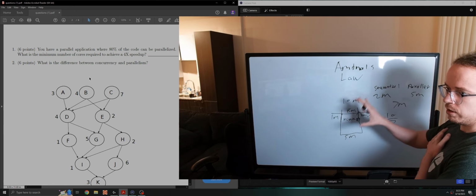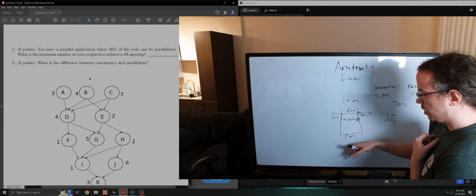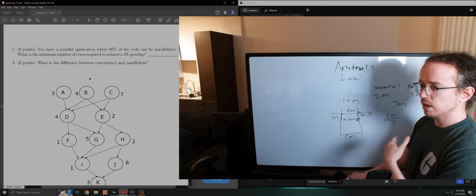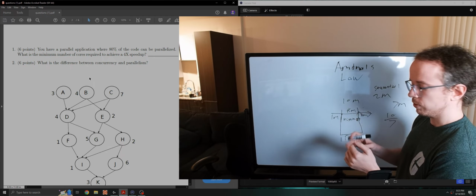Now, you can review the slides. We've gone over a few formulations of Amdahl's law. Some deal directly with speedup, some deal with time. Time and speedup are just really inverted components.